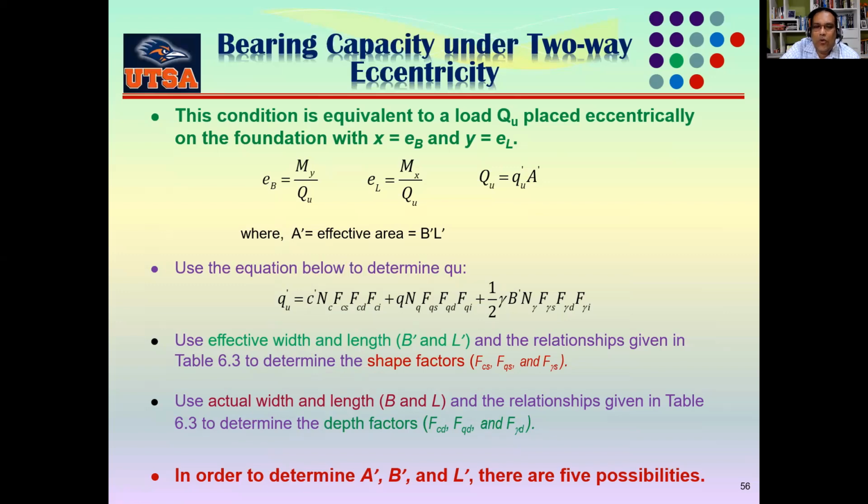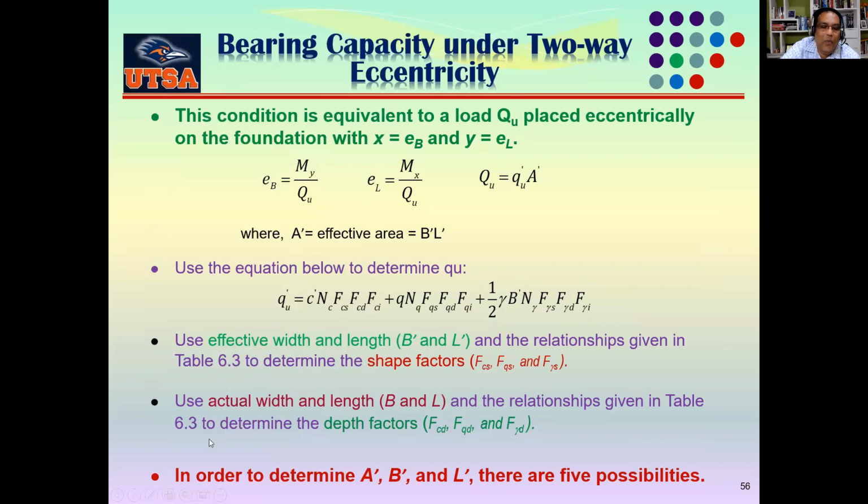So when you are trying to find your shape factors, only then you have to use the effective width and effective length. When you are trying to find your depth factor, then basically you have to use your actual L and B rather than your effective width and length. And remember that the last part here should always be the effective width.